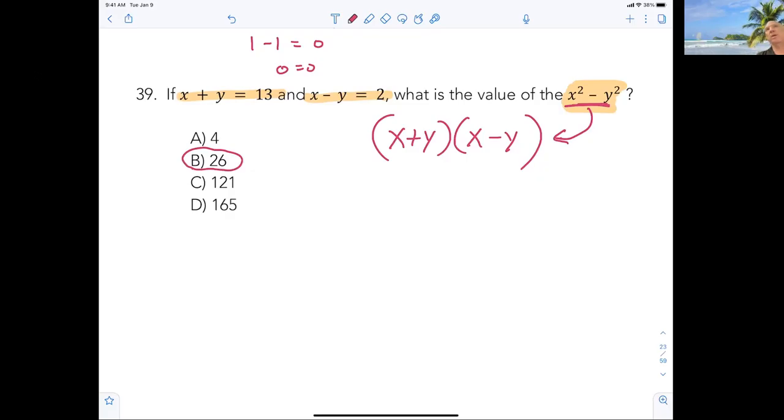Now, do you see why it's just multiplying 2 times 13? Because x plus y is what? 13, and x minus y is 2. Isn't that a super annoying problem?